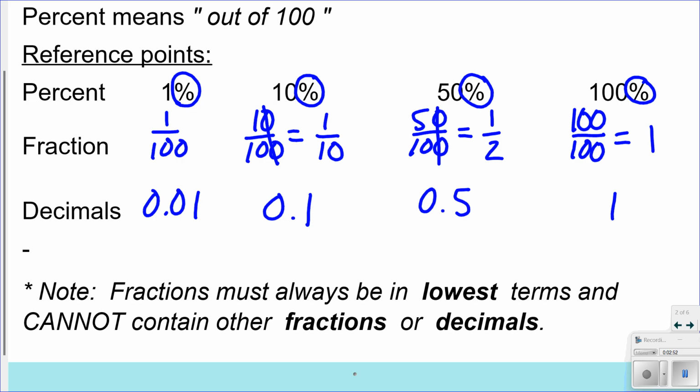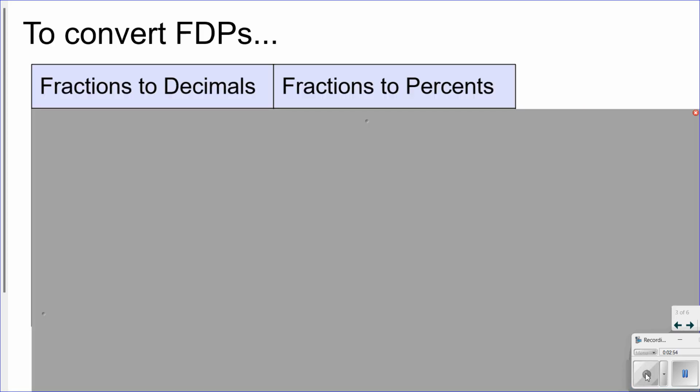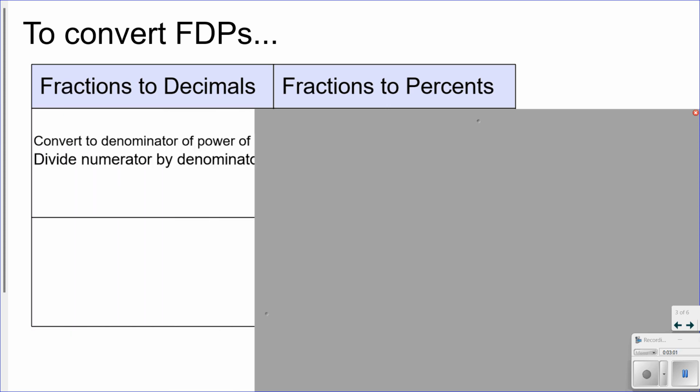Let's talk a little bit about converting between these. First, let's look at how you would convert fractions into decimals or percents. We begin with converting fractions to decimals. The way you do this is you convert the denominator to a power of 10, if possible, and then you would divide the numerator by the denominator. Or, if it's not possible to get the denominator to a power of 10, then you just divide the numerator by the denominator.